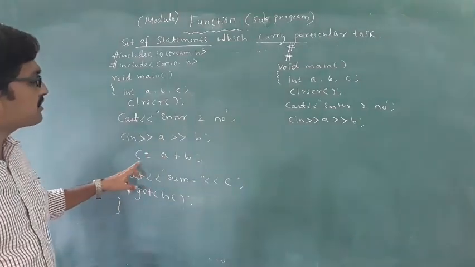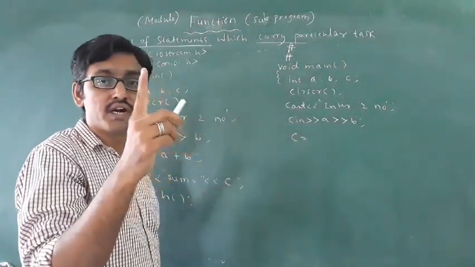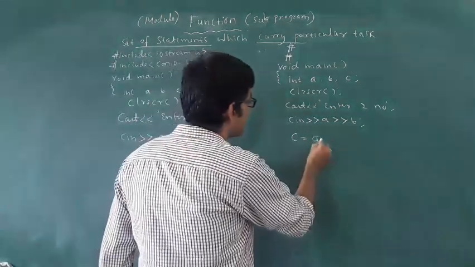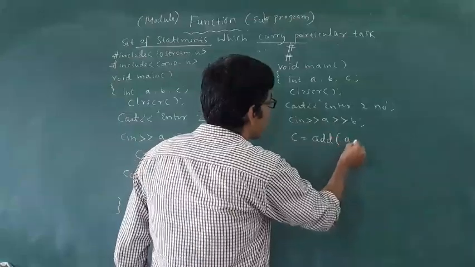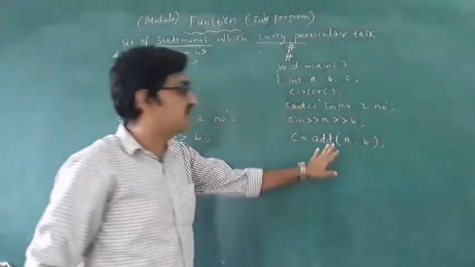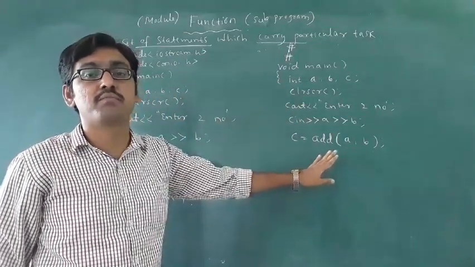Okay, see, just I am writing here c equal to, I am taking one function name. You can take any user defined function. For example, I am taking add, a comma b. See, this is one function I am using. c equal to add a comma b.